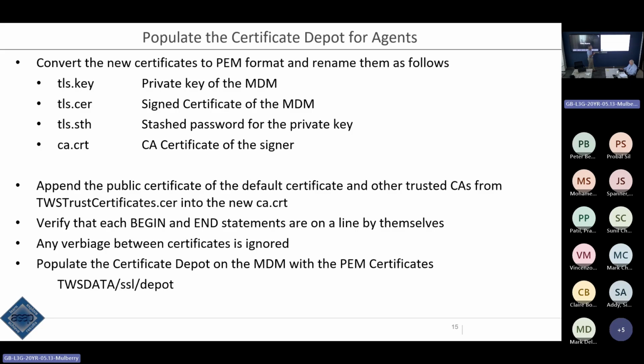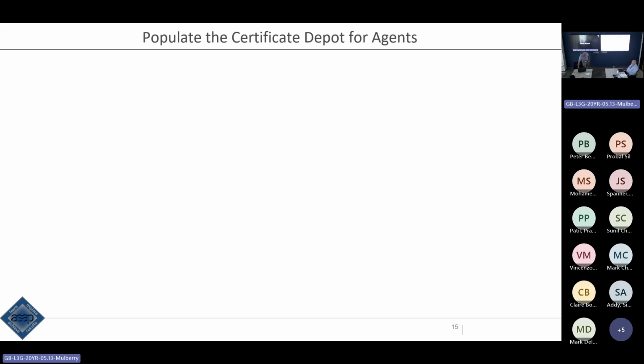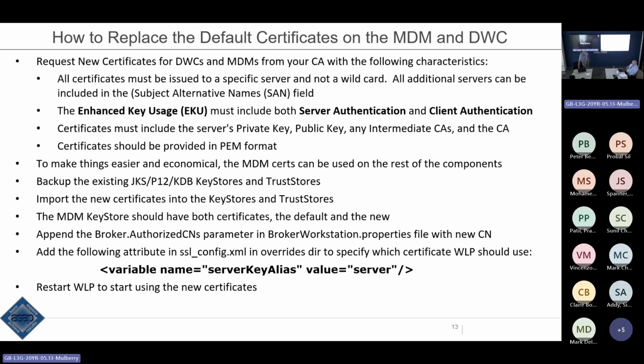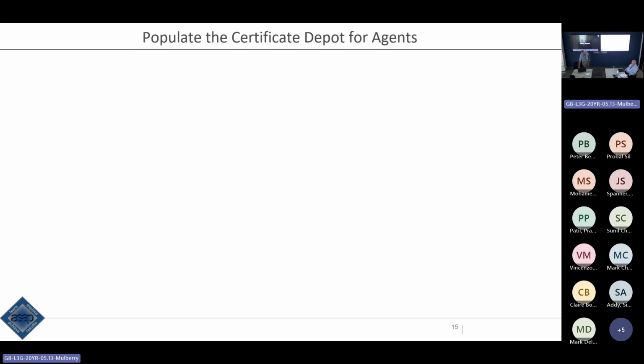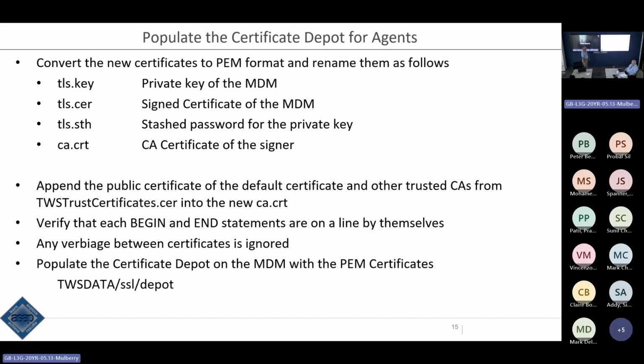What are you looking for? That's for agents, yes? Yeah, so this is for agents. If you're using SSL, each one of these is the MDM and DWC, the backup master and DDMs. And then this is the agents. So if you're using SSL between your master and your agents, you can use the depot.